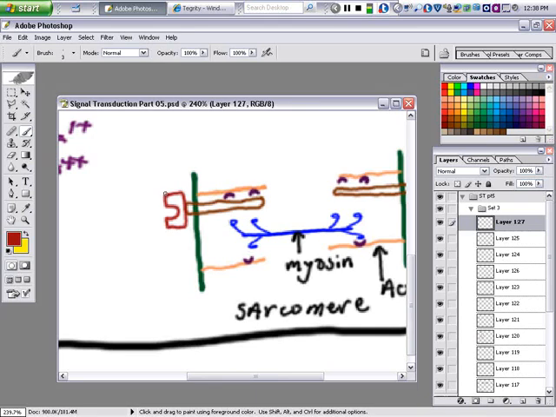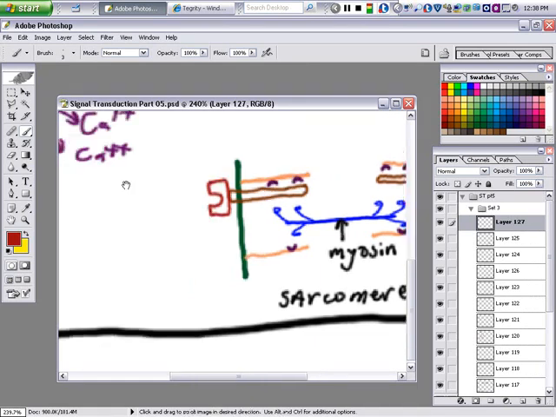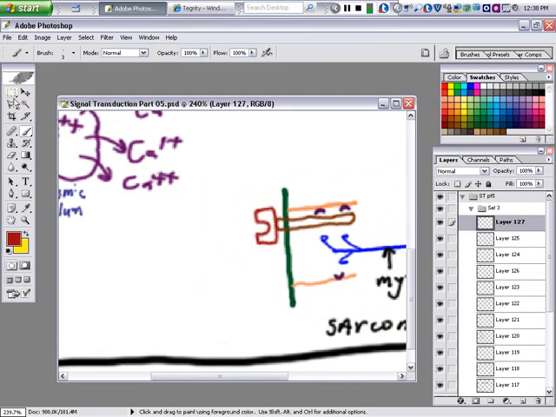And so now when you want contraction to take place, what happens, this calcium from our calcium spark, let's see if I can find one of them. Okay, good. I'll just take one of these.